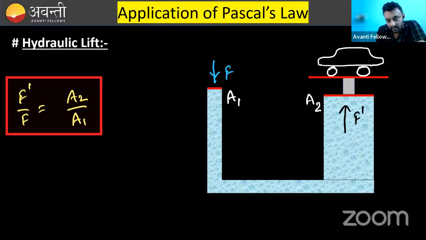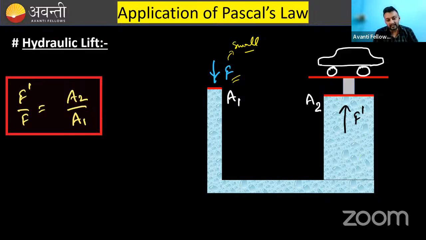What we do, we exert some small force on this side. This is a small force. Due to which some pressure is added at this point. This pressure is transferred to this side and it exerts another force F dash. If you transfer some pressure, then pressure will be transmitted to the other side as well. And due to this pressure, this car, or whatever heavy thing you want to place here, is going to be lifted very easily.